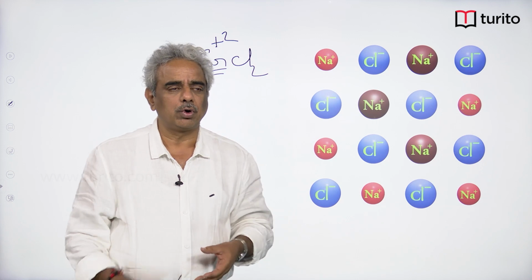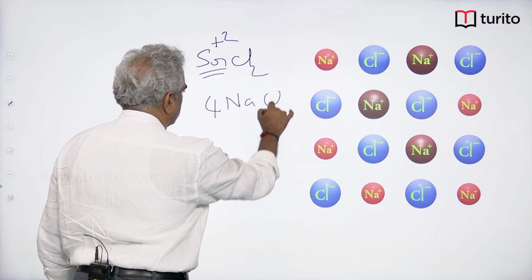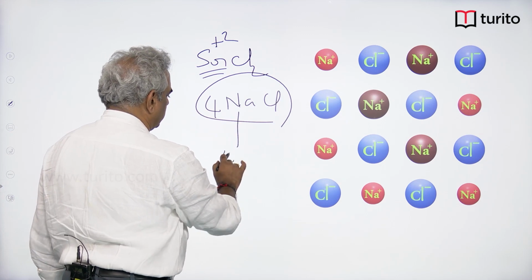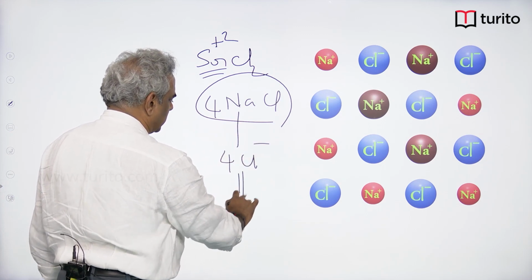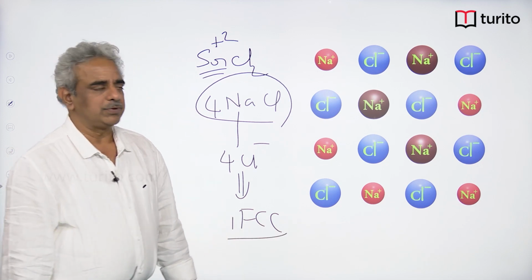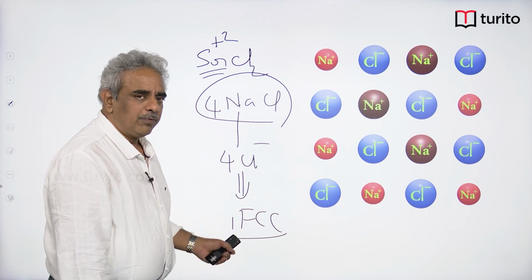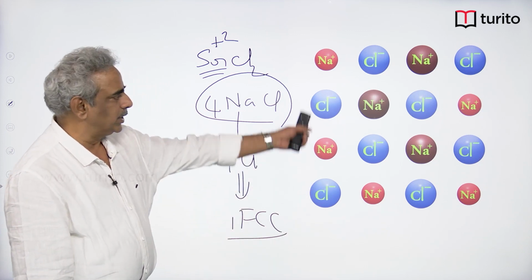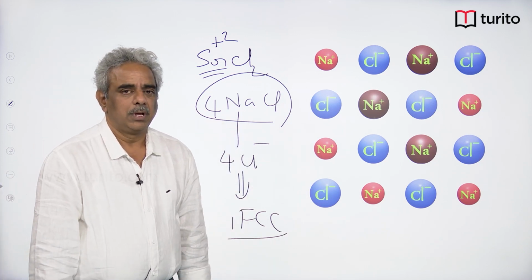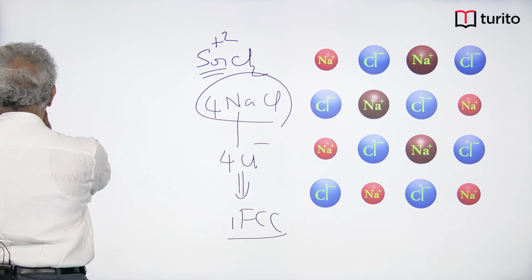So, how to produce 4 chlorides? Either you take 4 sodium chlorides. 4 sodium chlorides can give 4 chlorides, which can make one FCC unit cell. 4 sodium chlorides have 4 chlorides, and 4 chlorides can make one FCC unit cell like this. Now, I won't bring 4 sodium chlorides.